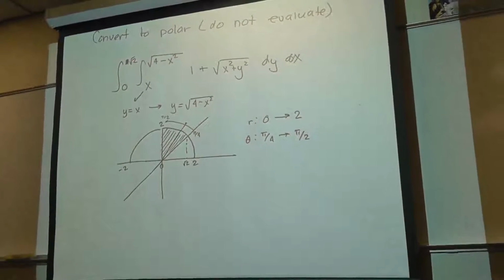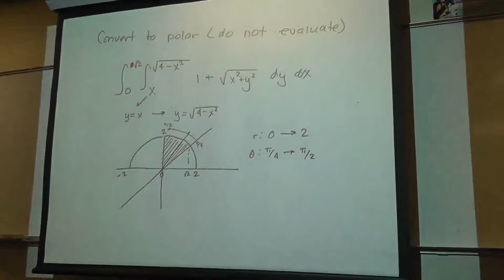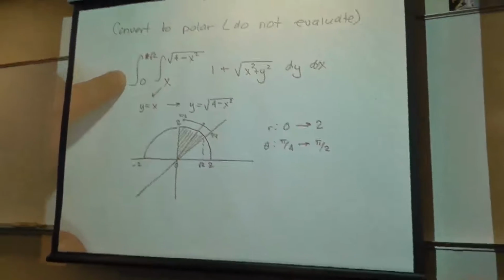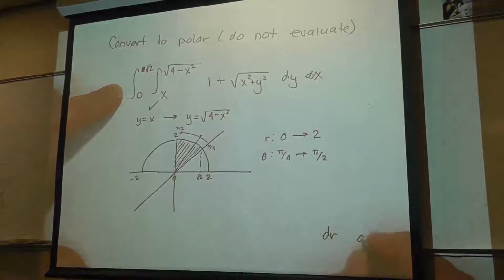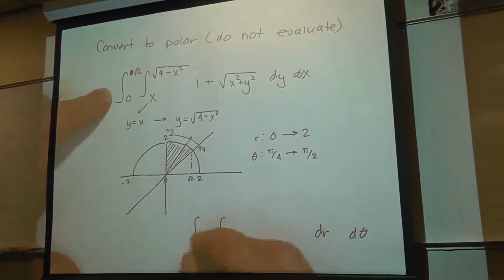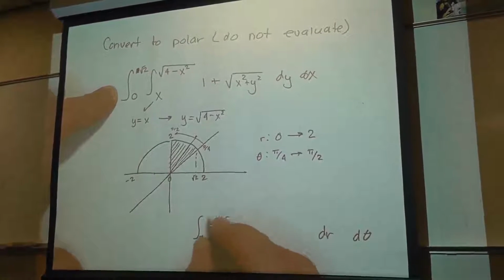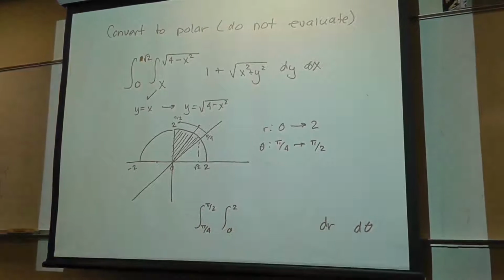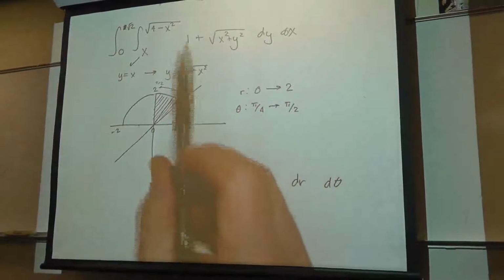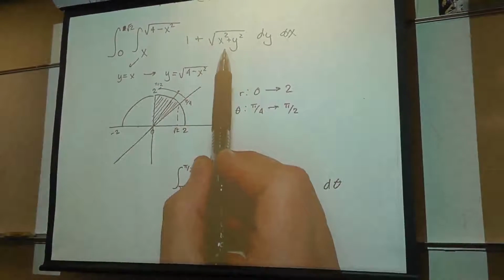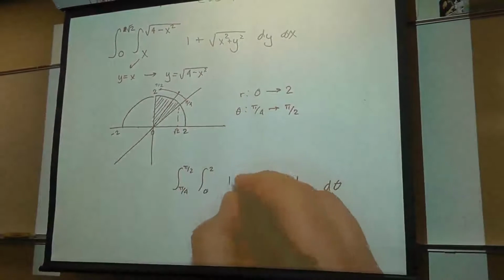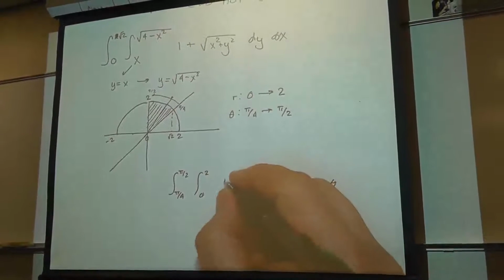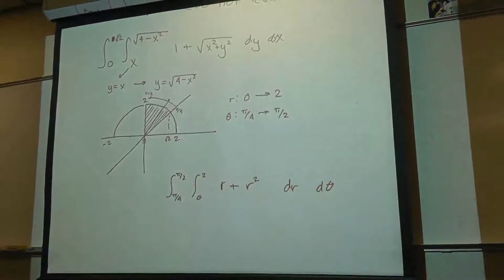Okay, so the problem says to convert this to polar, not to evaluate it. So if you convert the integral all the way to polar, and again, the usual order is dr d theta. So if I'm consistent with that, I'll put my theta limits on the outside, my r limits on the inside, but honestly, it probably doesn't matter. The integrand is going to become 1 plus what? R. Yeah. Times R. Times the extra r that you convert to polar. So really, if you distribute that correctly, you're really integrating r plus r squared.